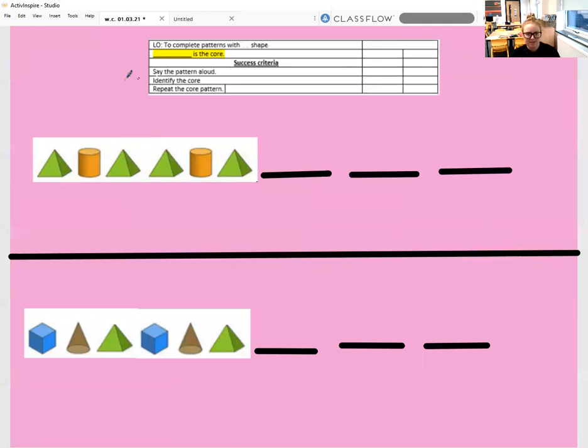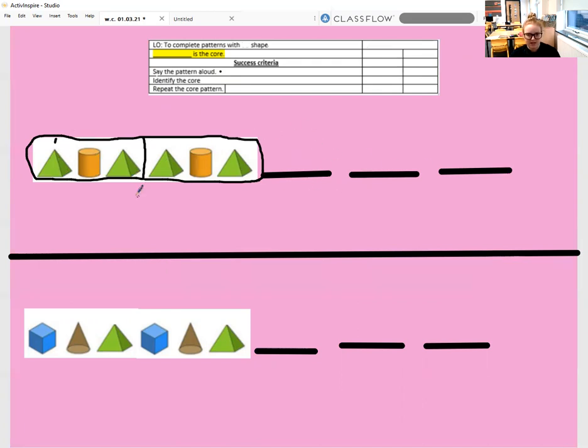Okay, let me go again. So let's say the pattern aloud. So pyramid, cylinder, pyramid. Pyramid, cylinder, pyramid. So I've said the pattern aloud. I want to identify the core. So I can see I've got a pyramid, a cylinder, and then another pyramid. That's also followed by a pyramid. Well, I can see there's a pyramid, cylinder, pyramid, and then a pyramid, cylinder, pyramid. So like I said, this is my core, and this is where it's repeating. So I know what my core is now.